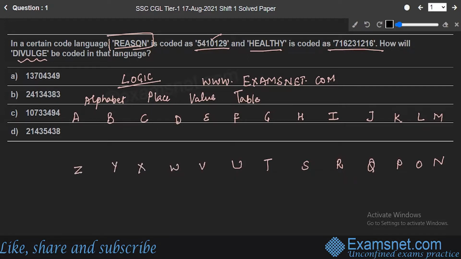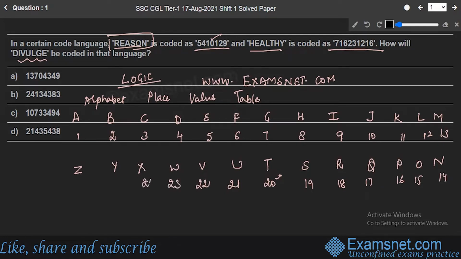Let's give them the corresponding numbers. I'll start from A: 1, 2, 3, 4, 5, 6, 7, 8, 9, 10, 11, 12, 13, 14, 15, 16, 17, 18, 19. This is 20. This is 21. This is 22, 23, 24, 25, and 26.